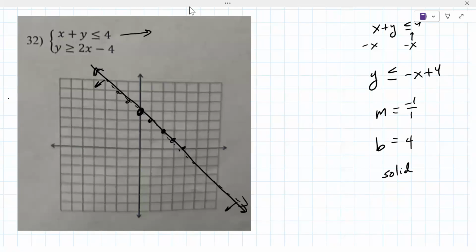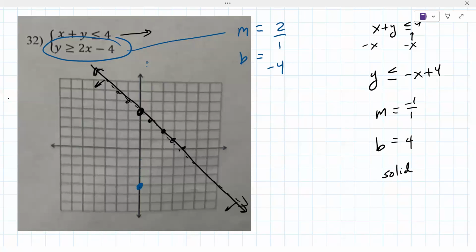Now the next one here is already solved for y. What's the slope? What's the b value? Slope is 2 and the b value is -4. Good. All right, so down 4. Slope of 2 means you're going up 2 over 1, up 2 over 1. Now this is a solid line.